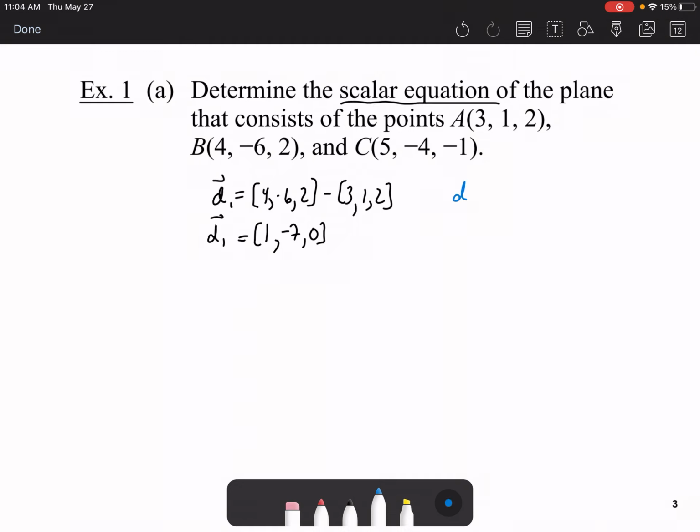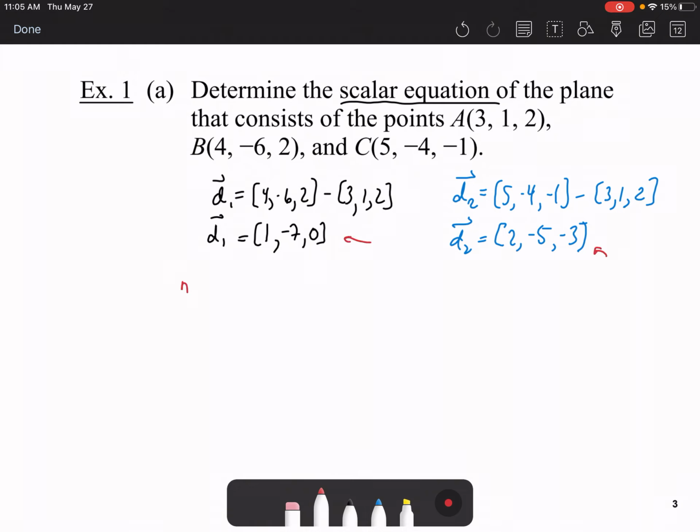If I take my second directional vector as the subtraction of these two vectors, I get 2, -5, and -3, assuming I've done my calculations correctly. Okay, so notice that these two directions are not the same values. That's good.